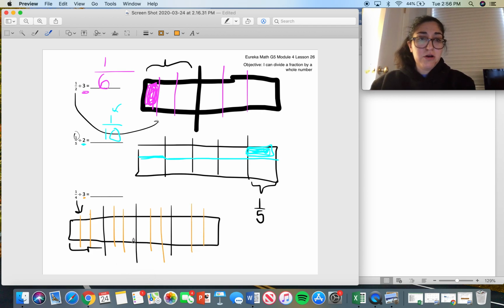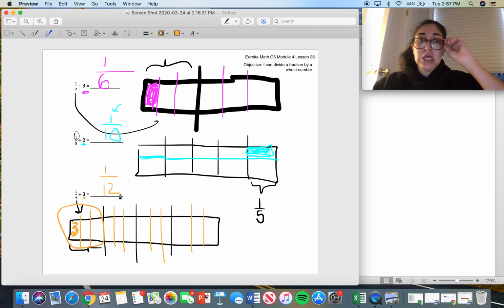And then the question becomes, well, how much is, I had 1/4, that was this. This was my 1/4. Then I broke it into 3. So how much is just one of these? 1 out of how many? It's 1 out of 12. So that lets me know that when I am dividing 1/4 divided by 3, I will get 1/12.